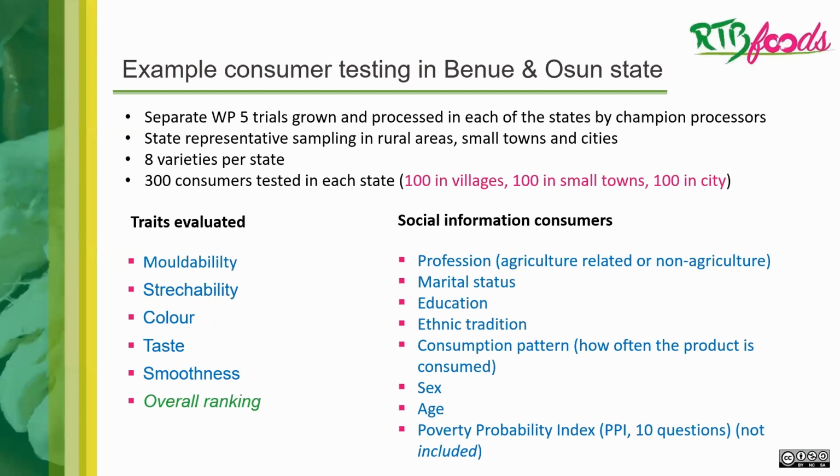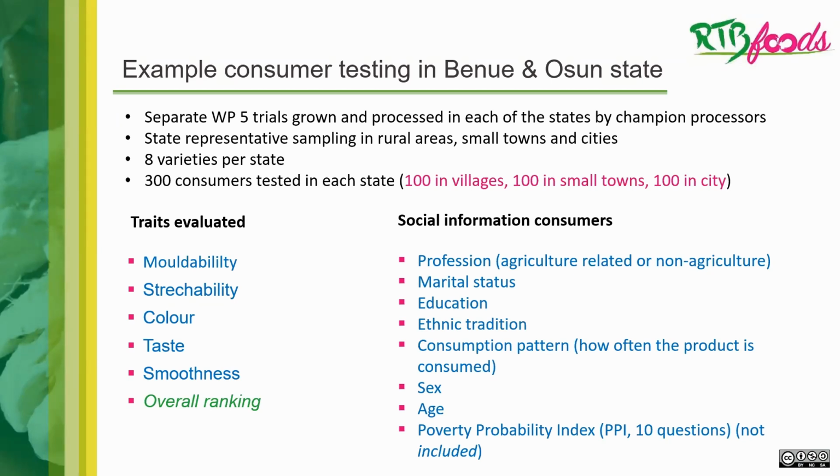This is an example of consumer testing in Benue and Osun State. We had separate trials grown and processed in each of the states by champion processors. State representative sampling in rural areas, small towns and cities, 8 varieties per state, 300 consumers tested in each state. And so 100 in villages, 100 in small towns, and 100 in the cities.